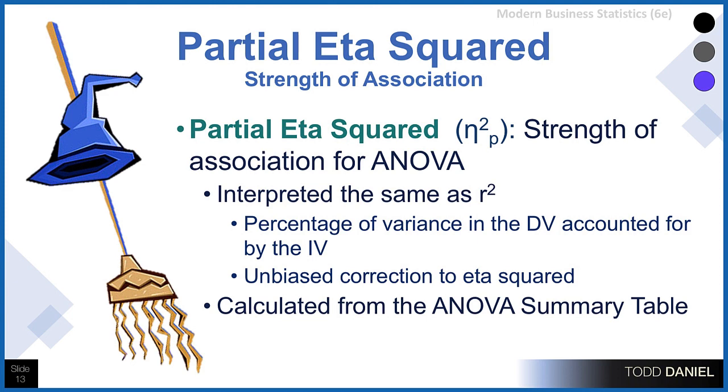In the one-way ANOVA, they will be the same. Eta squared and partial eta squared will be the same. It's only when we start adding additional variables, additional factors, that the partial eta squared begins to change.